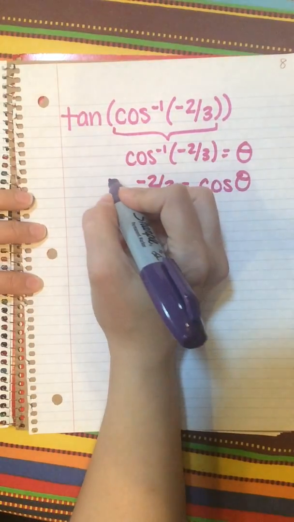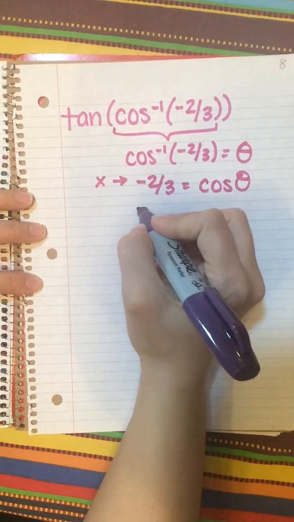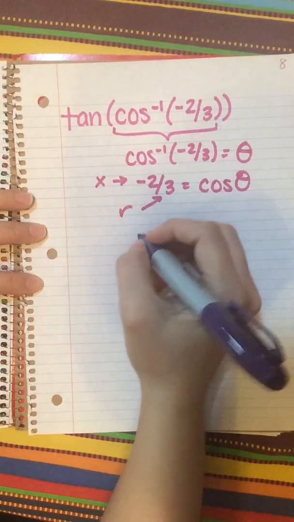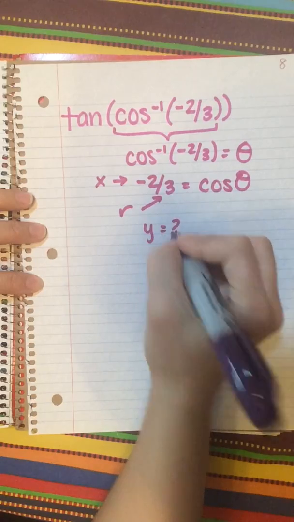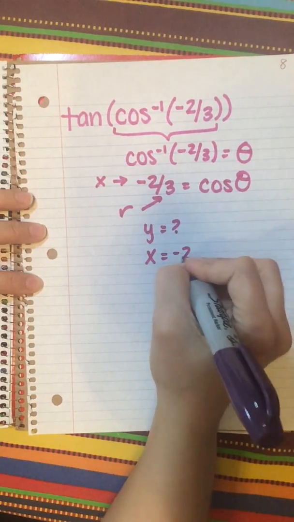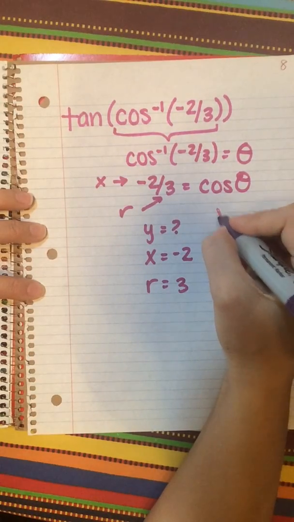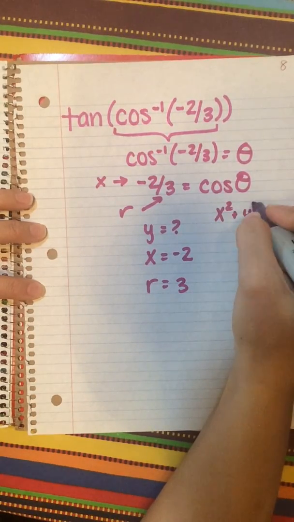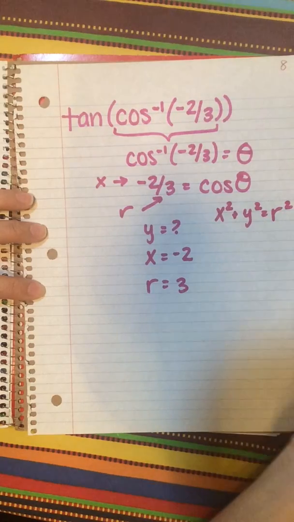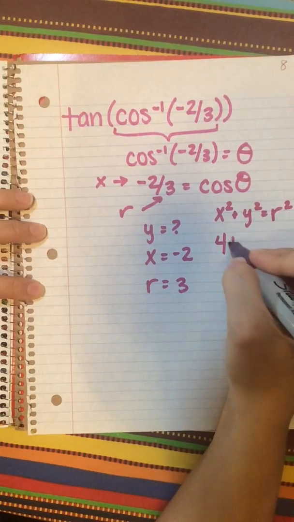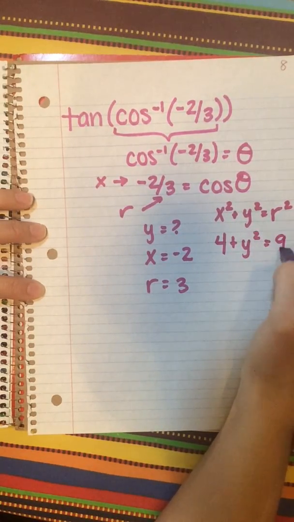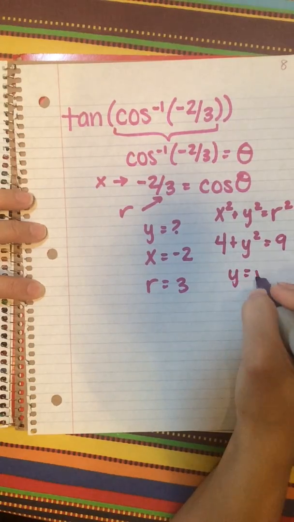Well, cosine of theta is defined to be x over r. So y is what I need. I know that x is -2. I know that r is 3. So in my equation, x squared plus y squared equals r squared, I've got 4 plus y squared equals 9. So y is going to equal the square root of 5.